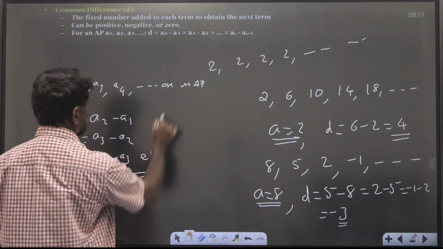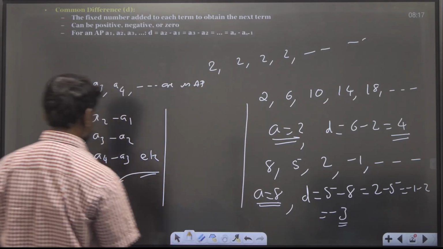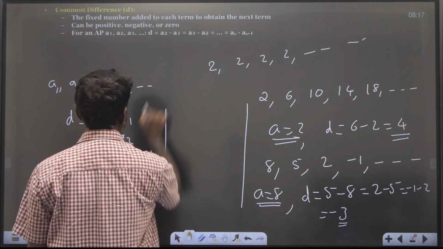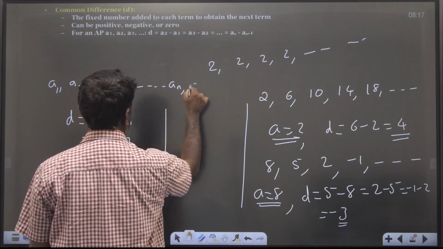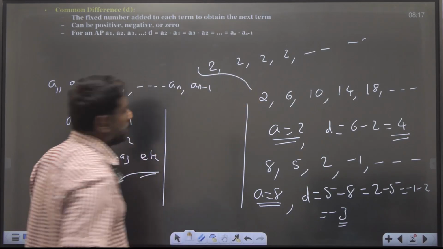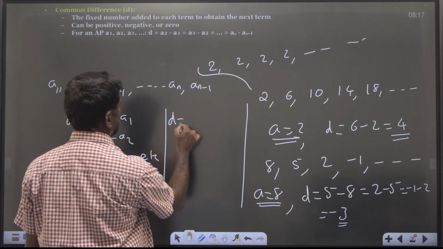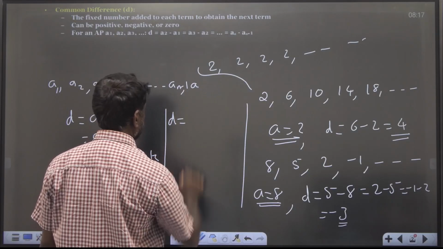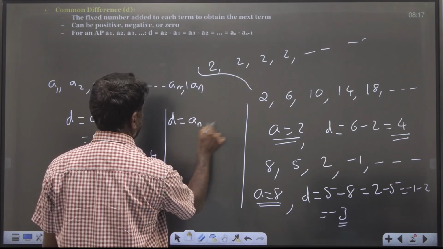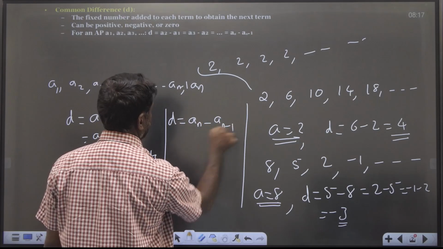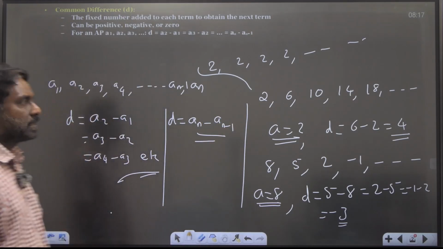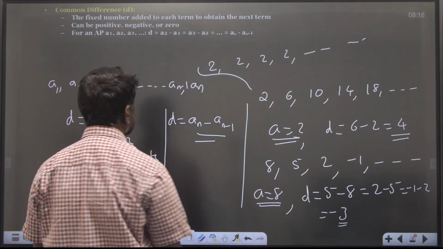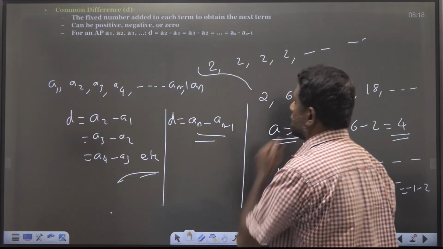Generally, we can say that suppose the last term is an and the preceding term is an minus 1. So d is equal to the last term an minus the just preceding term an minus 1, that is, an minus an minus 1. Okay. Next, there is a result about common difference.